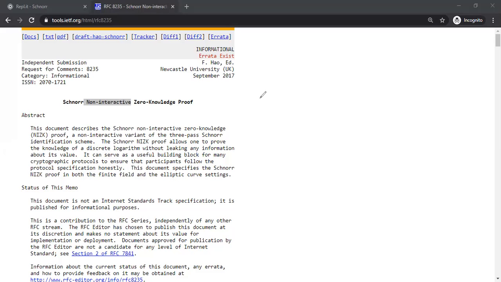As I mentioned earlier, this article has multiple segments, and I'm going to only talk about the interactive version of Schnorr identification scheme. Furthermore, the article also talks about two different setups. One is the finite field, another is elliptic curve, and I'm only going to talk about finite field in this segment. All right. I'm going to make use of all the variables they have defined here.